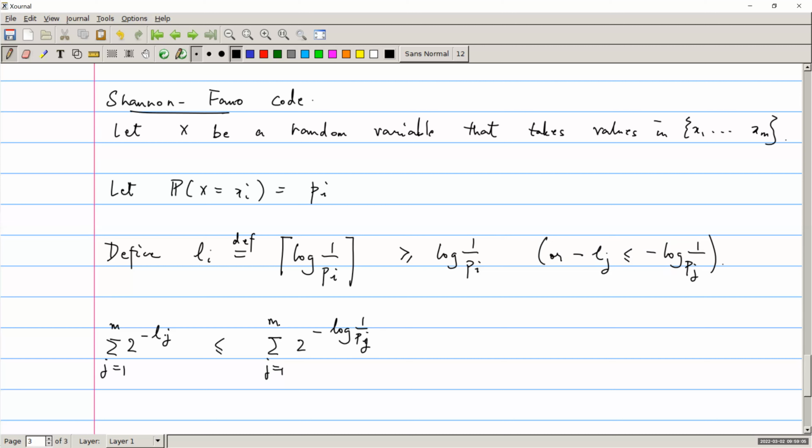Now this one, what is 2 to the minus log 1 over pj? So this is just 2 to the log of pj. And 2 to the log of pj is just pj. This is one.